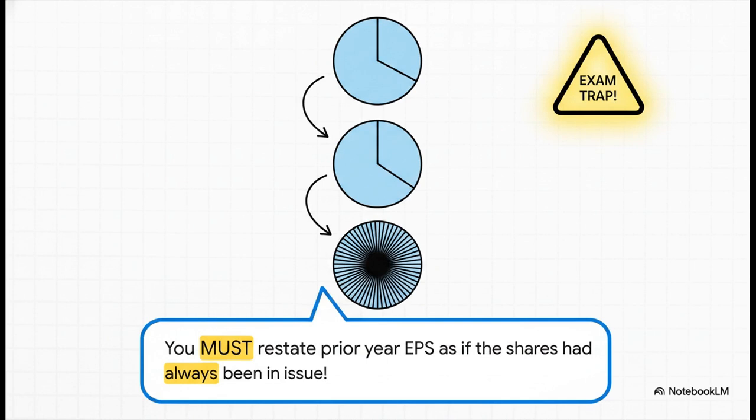It literally just slices the exact same pie into smaller pieces. So to make this year comparable to last year, you treat those bonus shares as if they existed from day one of the earliest period presented. Missing this restatement? It is a guaranteed way to drop easy marks.